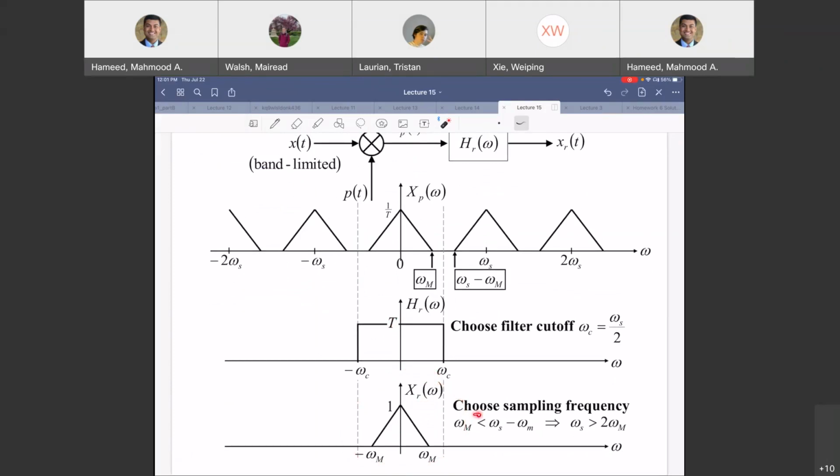Right? So choose the sampling frequency such that omega s is greater than 2 omega m so that you don't have aliasing. Choose the cutoff of the reconstruction filter such that it is more than omega m but less than omega s minus omega m, because you don't want to bring this in. You want to be as close to omega m as possible, because even if you go here, you are letting out-of-band noise get through, right?